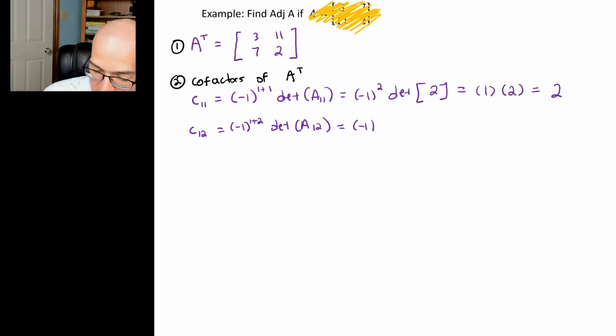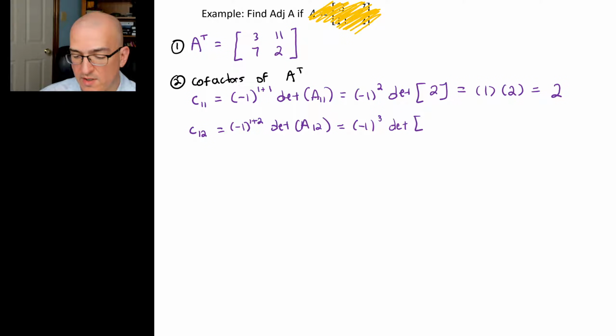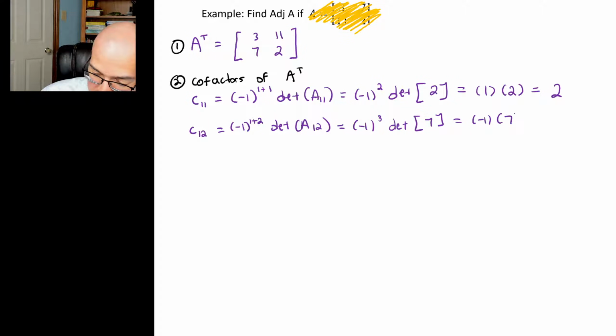So negative 1 to the power of 3 times the determinant of the matrix that we get when we remove row 1, column 2. So we're just left with a 7 when we do that. We'll have negative 1 times 7, which is negative 7.